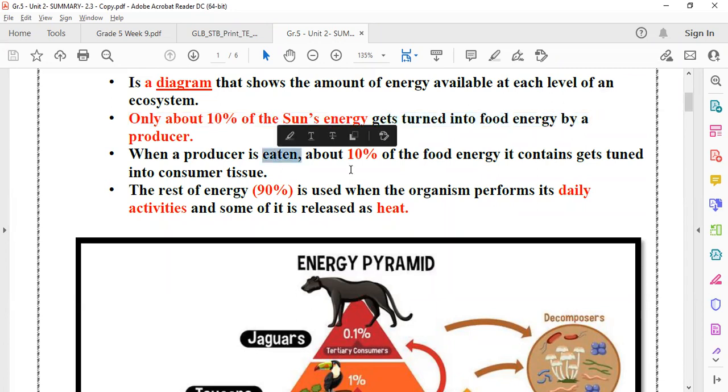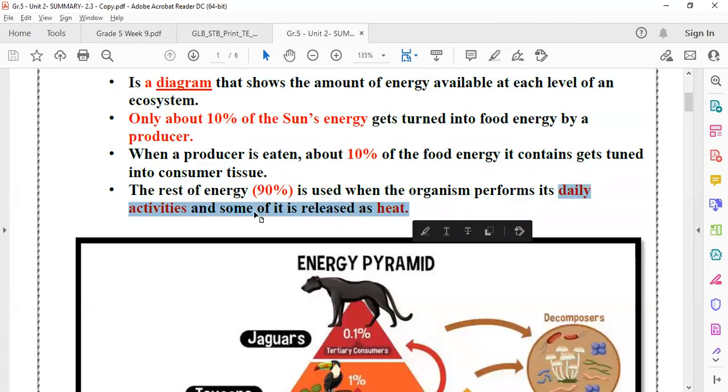When a consumer is eating, do you remember the herbivores, the animals that eat only plants? When a herbivore is eating, about 10% of the food energy it contains gets turned into consumer tissue. So what about the 90%? The rest of the energy is used when the organism performs its daily activities, and some of it is released as heat.